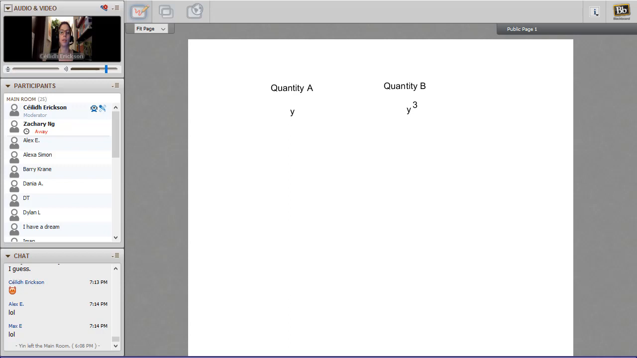But if you automatically start with y is 0, hang on a second, my screen just froze for a second. I don't know why Blackboard does that sometimes.